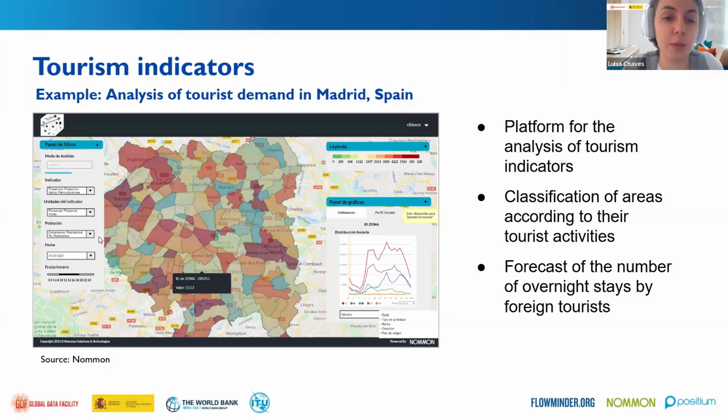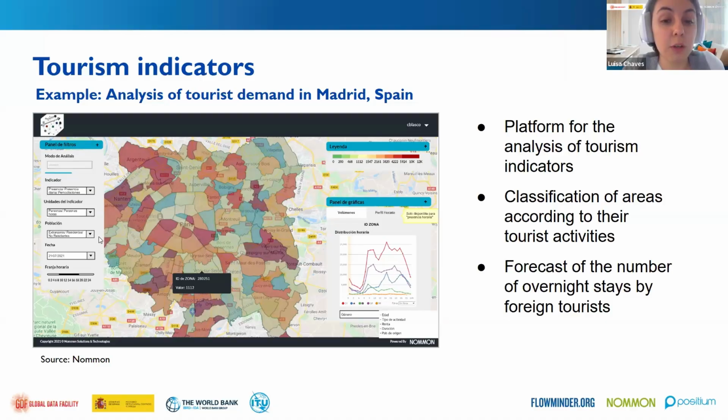Another example comes from Madrid in Spain. In recent years, the city has been active promoting tourism and looking for ways to better understand visitor mobility. To support this, a platform was developed to analyze tourist indicators. The platform allows authorities to classify areas according to their tourist activities using cluster techniques and to forecast the number of overnight stays by foreign visitors during a period of time.